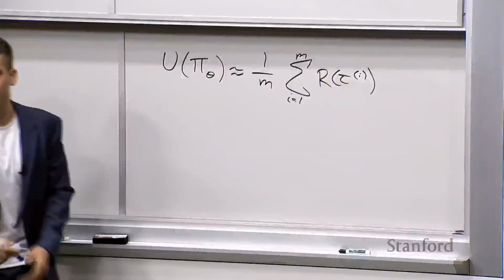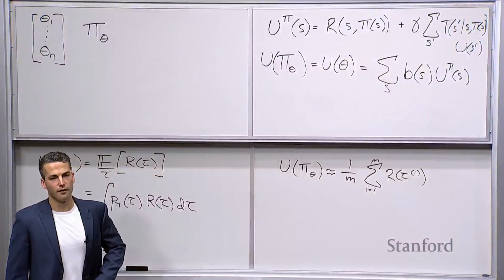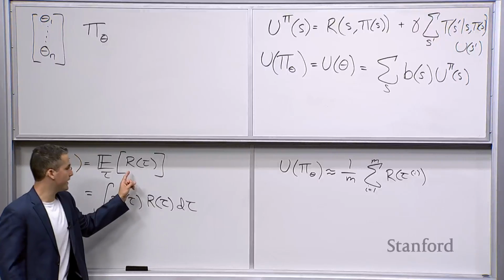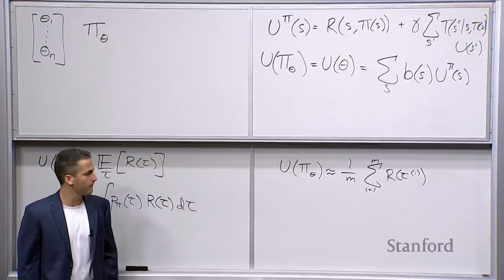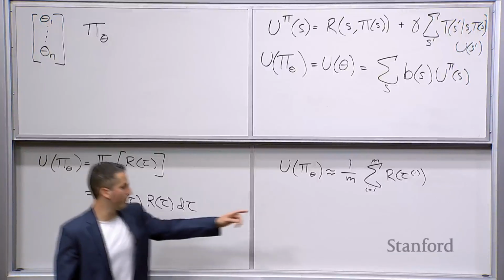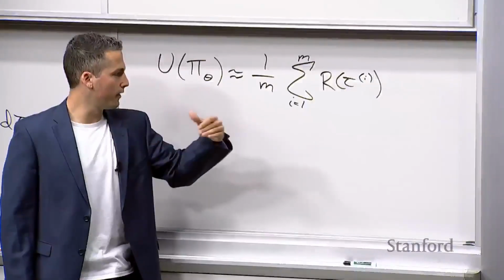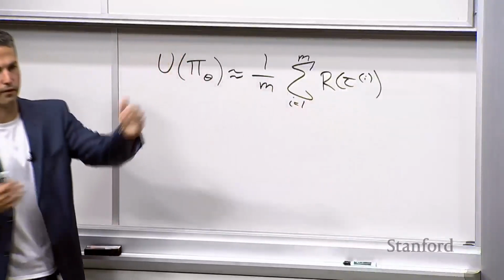Yes? So when you say the reward, do you mean the instantaneous reward at some point, or do you mean the whole Bellman equation into the future, the additive thing? Yeah, good question. This is the total discounted reward we receive along that trajectory. The question was, when we say reward here, are we talking about the immediate reward or the discounted reward into the future? So this is the discounted reward that we receive along the whole trajectory.